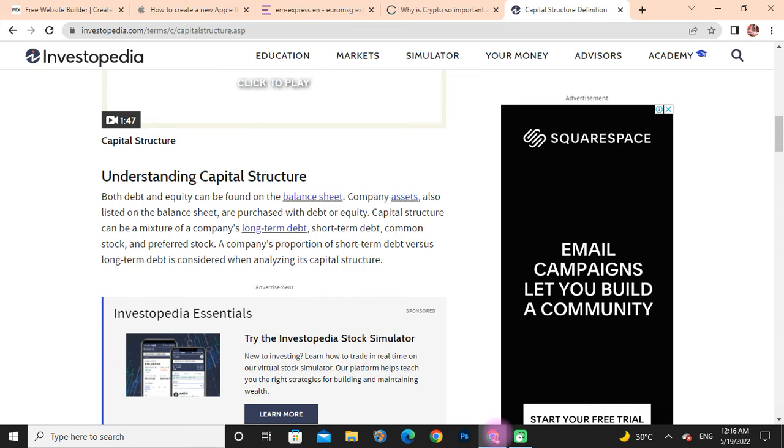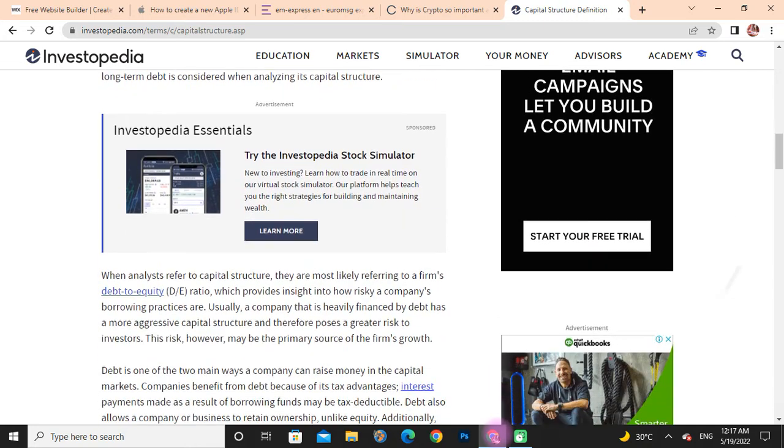Understanding capital structure. Both debt and equity can be found on the balance sheet. Company assets, also listed on the balance sheet, are purchased with debt or equity. Capital structure can be a mixture of a company's long-term debt, short-term debt, common stock and preferred stock. A company's proportion of short-term debt versus long-term debt is considered when analyzing the capital structure.